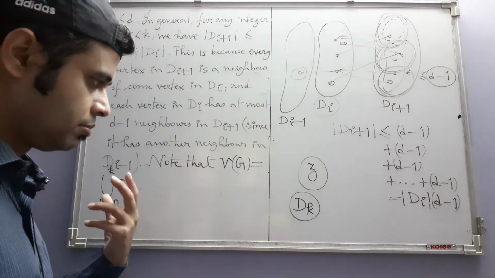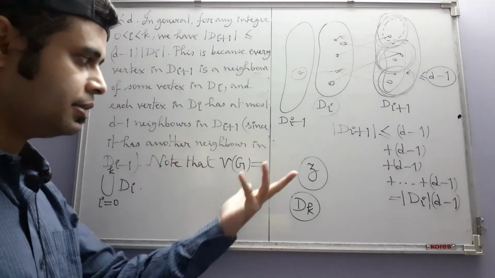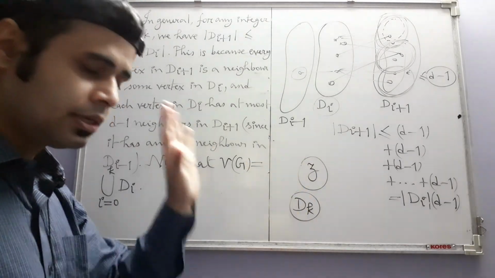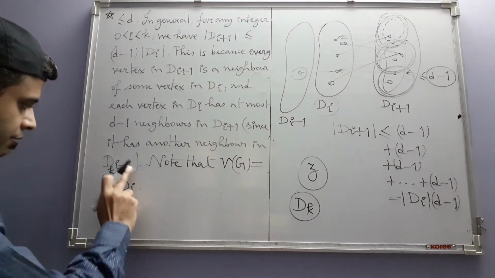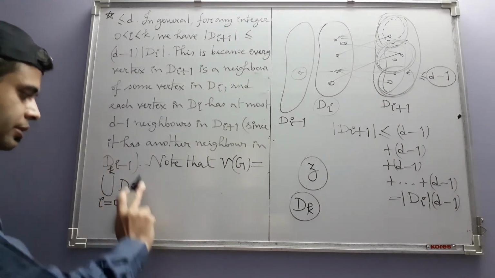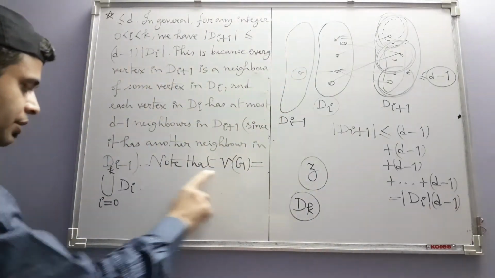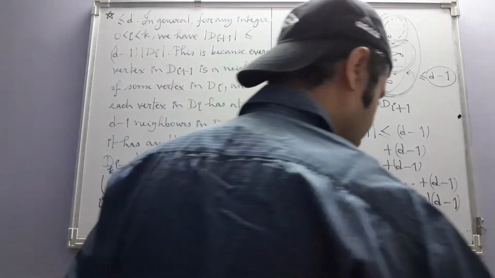So when we are considering this union of all the di's, we have to consider till dk, because the distance of any vertex from Z is less than or equal to the radius, so it will be less than or equal to k. So the maximum possible value that any distance of a vertex from Z can be is k. It will not go higher. So we have all the vertices within this range. So that's why V of G is equal to the union of these di's.